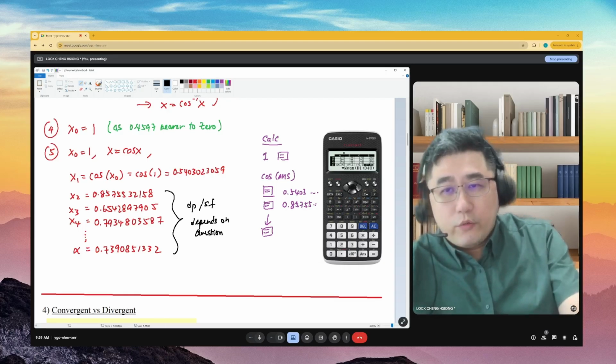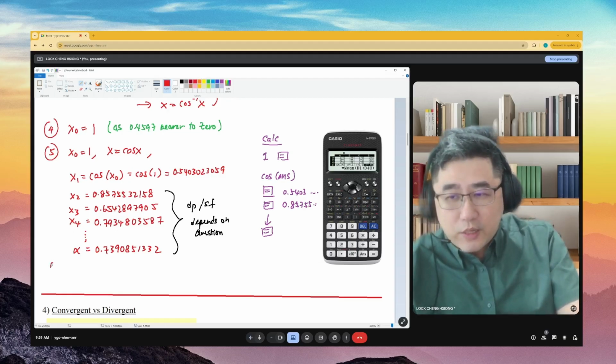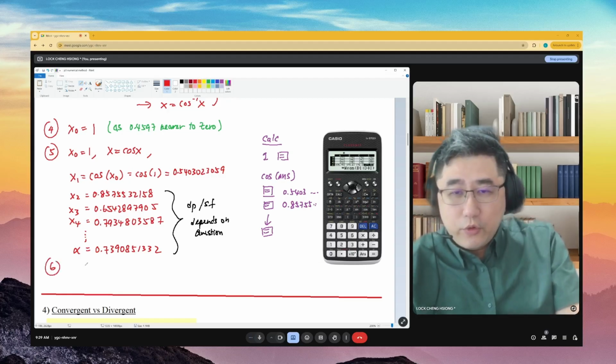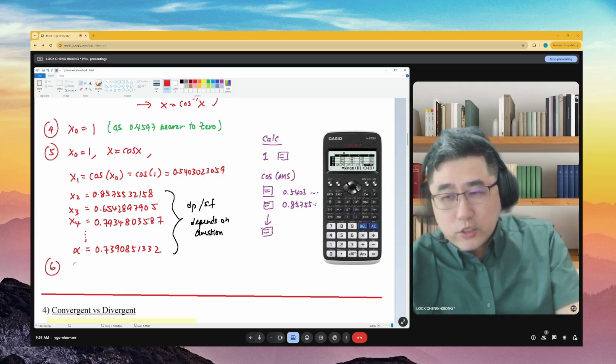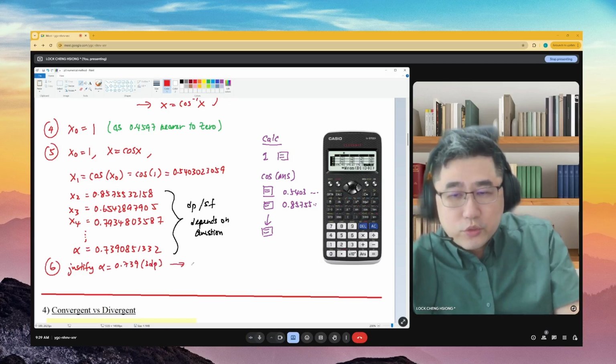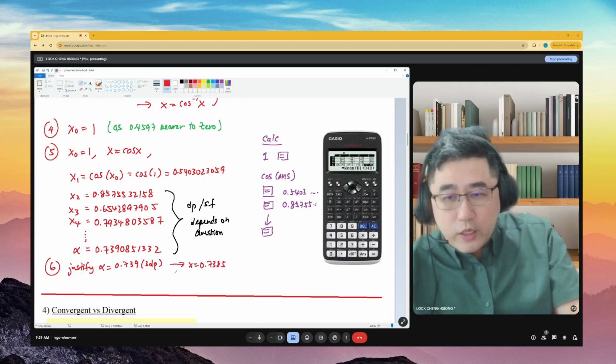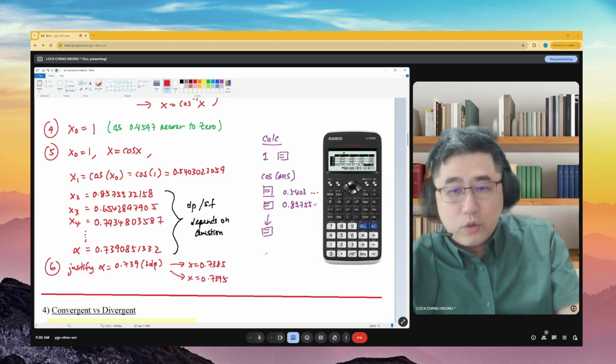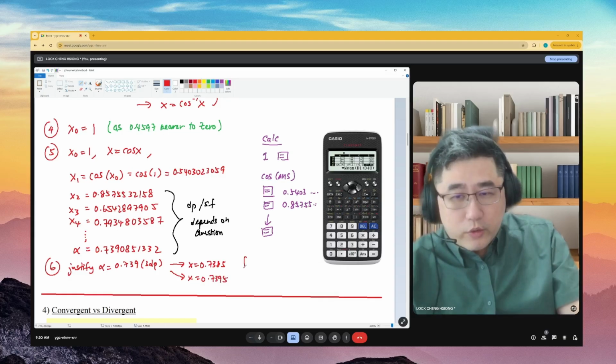Then step 5 is already done. Now step 6, we need to justify the answer. Let's say the question asks you to justify alpha equals 0.739 to 3 decimal places. From here we split the number: x equals 0.7385 and x equals 0.7395. Then after that we calculate the values.